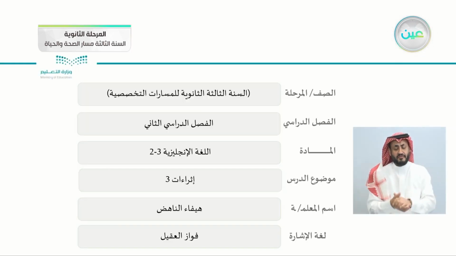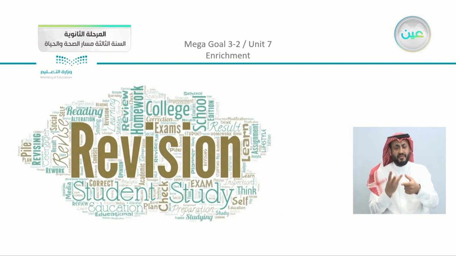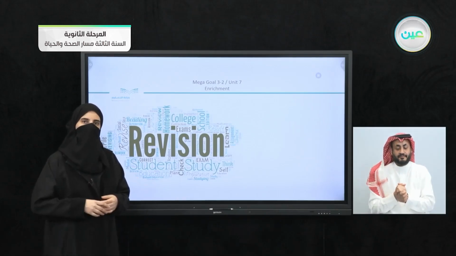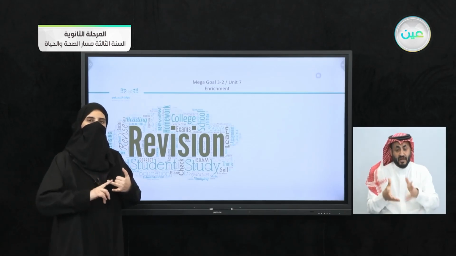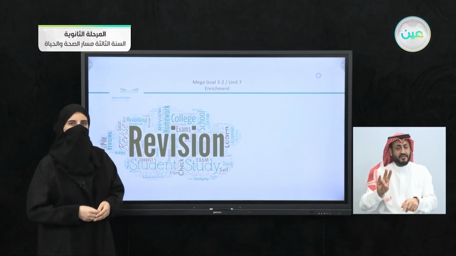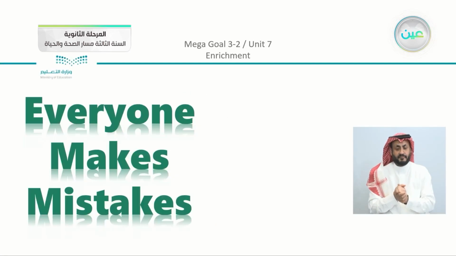Now we have reached the third part of our expansion, and as usual, we know that the expansion or the enrichment is actually the revision that we have at the very end of the semester. Now we have accomplished the enrichment for Unit 5 and Unit 6. We are going to now complete Unit 7. So what do we have? We are going to go back to our unit, which is Everyone Makes Mistakes.